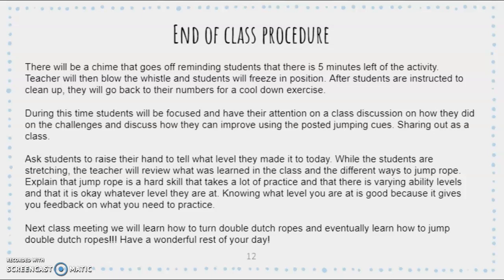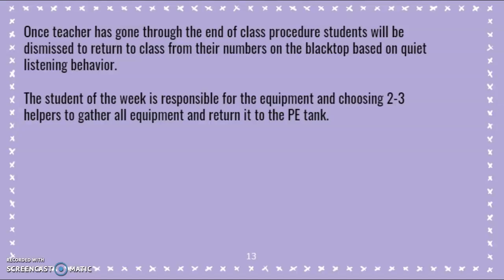Asking the students a variety of questions and then discussing that the next class meeting we will learn how to turn a double Dutch rope, and then eventually students will learn how to jump the double Dutch ropes. So that gets them excited and looking forward to the next class meeting. For this one, the teacher has gone through the end of the class procedure. Students will be dismissed to return to their classroom from their numbers on the blacktop based on quiet listening behavior. And then the student of the week, like I said before, is responsible for the equipment and choosing 2 to 3 helpers to gather all equipment and return it to the PE tank.